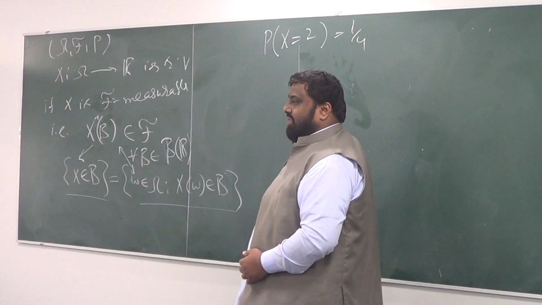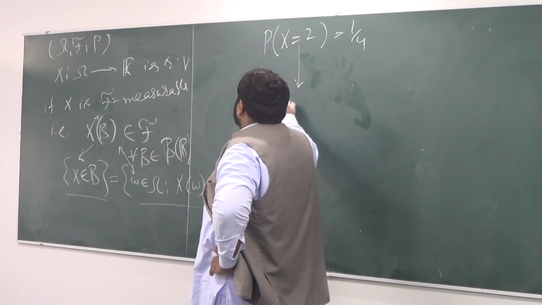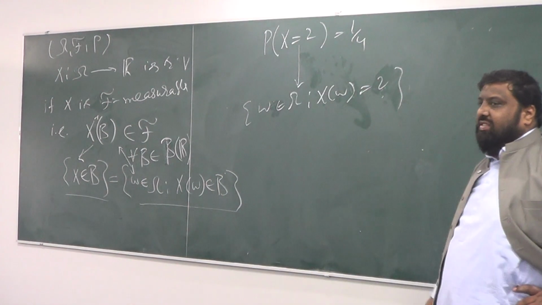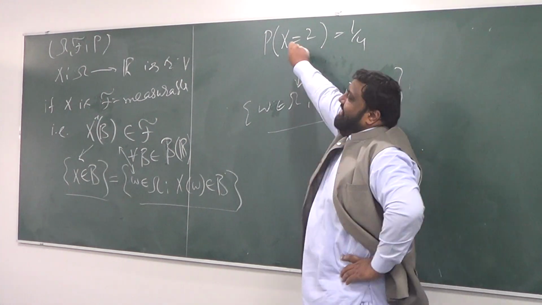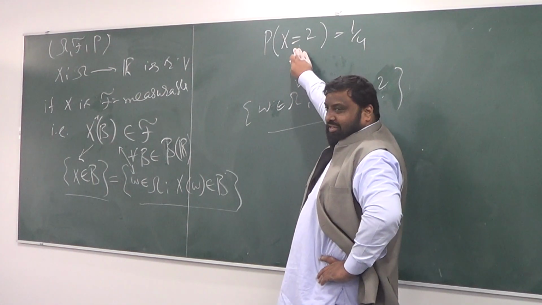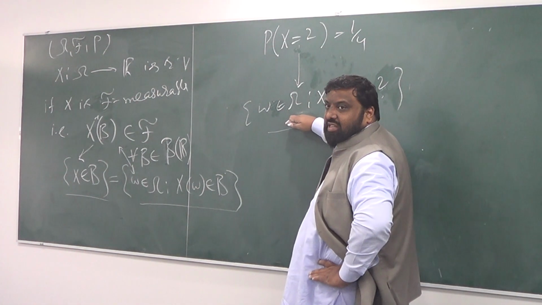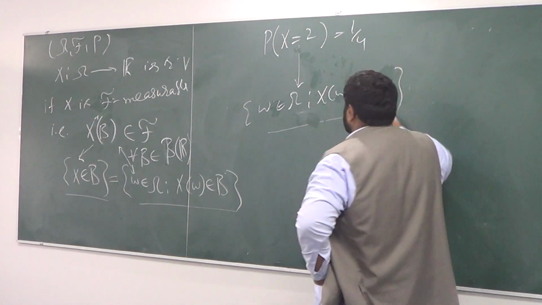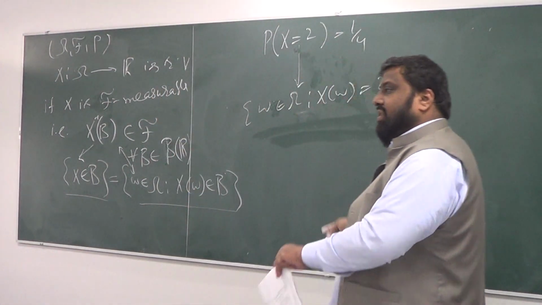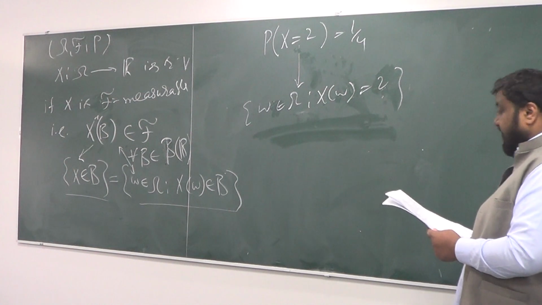But I can interpret it. When I'm saying X equal to 2, it's not really X equal to 2. It's a collection of those omegas from Omega for which X of omega is 2. So that's what it means. I'm fine with this notation, it's completely okay. But you should know that this is sitting behind it. That's what it means practically in mathematics, because we know that a probability measure is a map from a sigma-algebra into the reals. Are you getting the point?